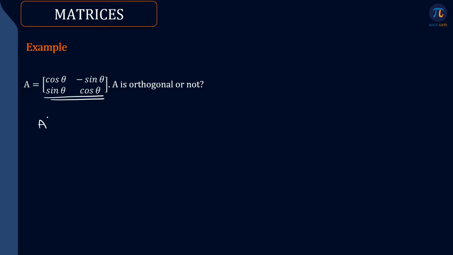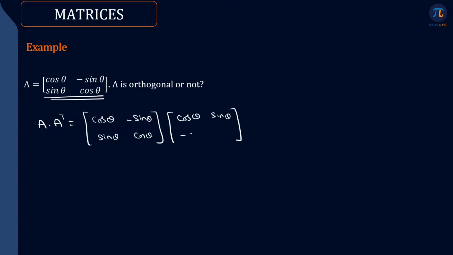So what you need to do, you take A into A transpose. That is matrix A, which is cos theta, minus sin theta, sin theta, cos theta. A transpose. What is transpose of this, sir? Cos theta, sin theta, minus sin theta, cos theta. Now you can multiply these two matrices, and for your information, cos square theta plus sin square theta must be 1. Cos theta into cos theta is cos square theta, minus into minus plus sin square theta. So cos square theta plus sin square theta is 1.